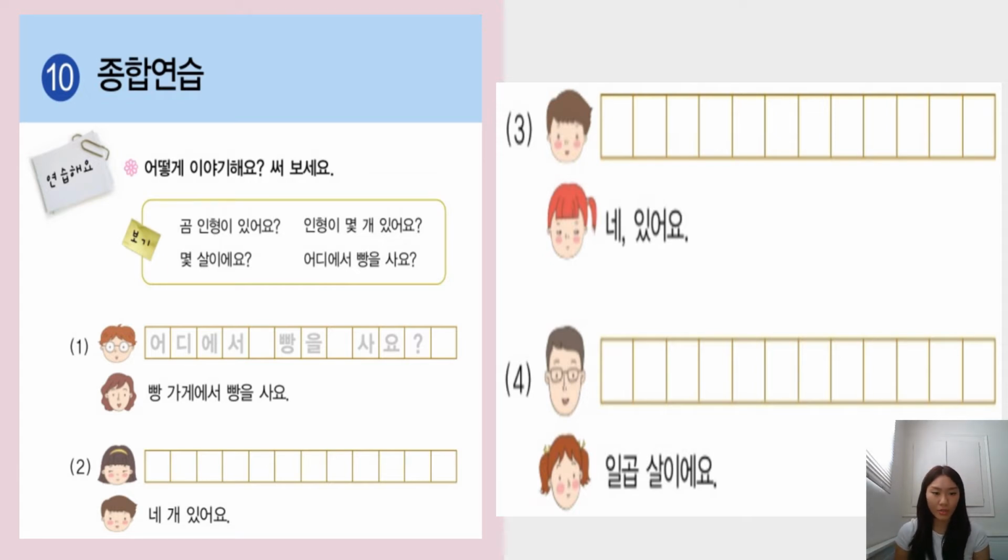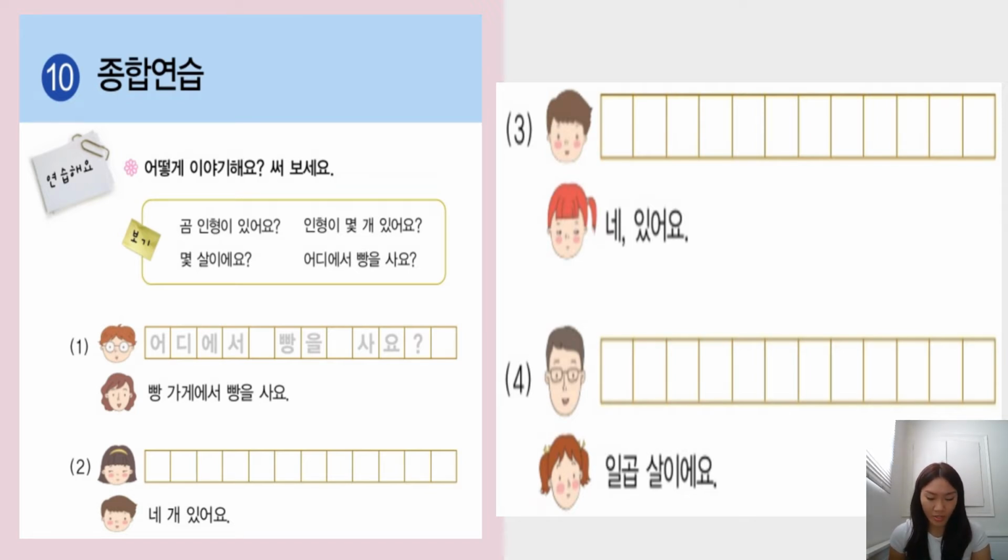Okay, so let's see. Number 2 is blank. We have to figure out what goes in the blank. And on the bottom, the answer is 4개 있어요. So this is a quantity question because the answer is saying 4개. I have 4. 4개 있어요. That means I have 4. But we don't know what the question is, so let's see what the options are.